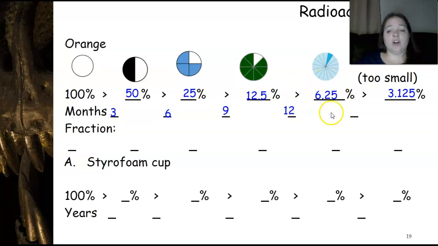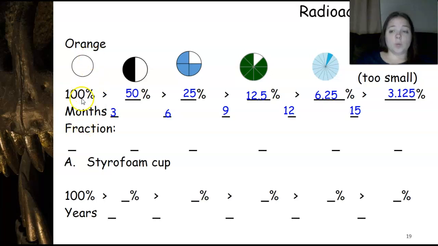12 months later, the next year, 6.25. So if you came back the next year and been like, oh, what's going on with that orange? Half of that 12.5, it would be even smaller. And at 15 months, it'd be 3.125% of the original 100% would be left.